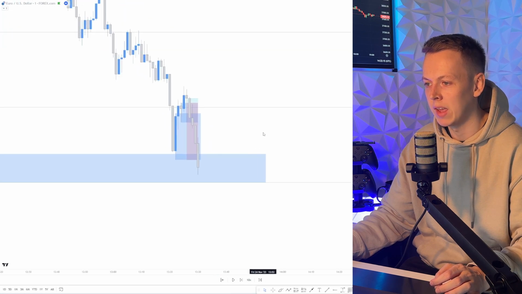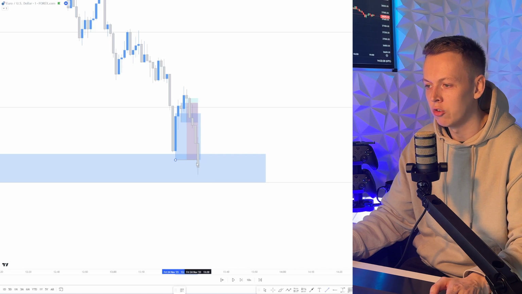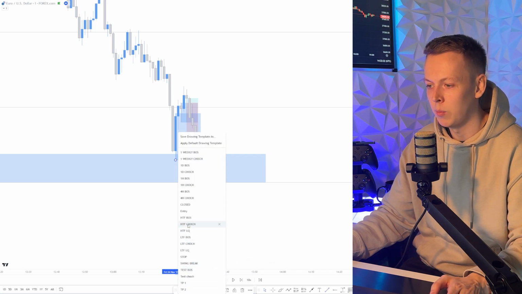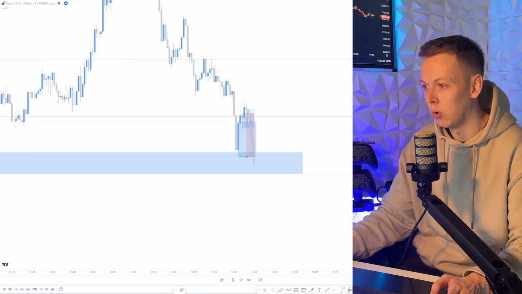So what happens next? Now I understand that these were the early buyers. These were the early buyers entering the market, which means that as price comes back down, this is of course a liquidity sweep, and now I want to get involved in an entry.